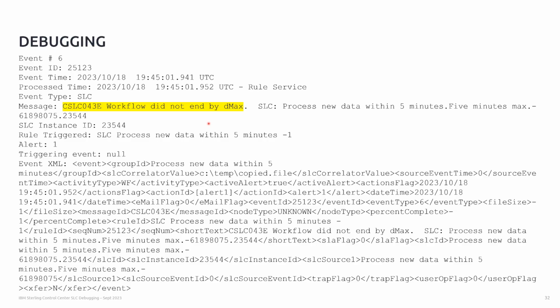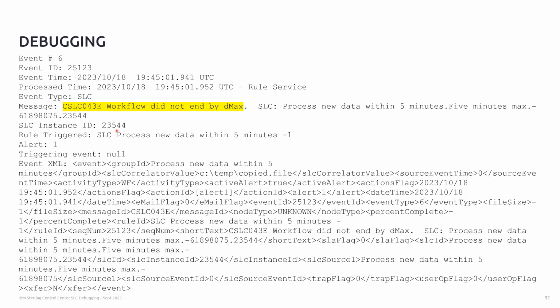Okay, so you'll want to make sure that that instance ID is the one that goes with the workflow start, so you have them correlated. But bottom line, our workflow did not end by dmax, but I know it should have. I ran that second process and I saw the events for it, and they occurred within 5 minutes of the file arriving. So why didn't it work?